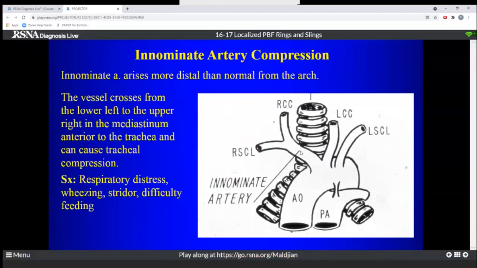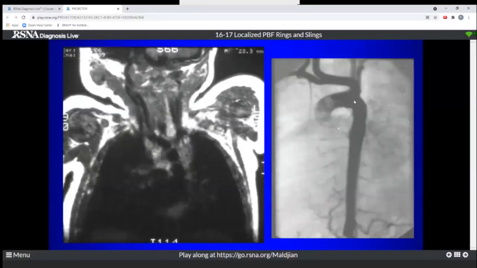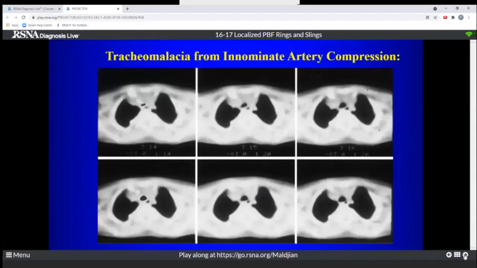So what happens is the innominate artery arises a little more distally from the arch, and then when it crosses over there, it causes that anterior compression on the trachea, which can cause respiratory distress. So this is innominate artery compression syndrome. So this vessel here represents the innominate artery as it is going across, causing this anterior indentation on the trachea. So you can see the innominate artery, it's originating a little bit further to the left than normal, and as it crosses over, it can compress the anterior portion of the trachea.